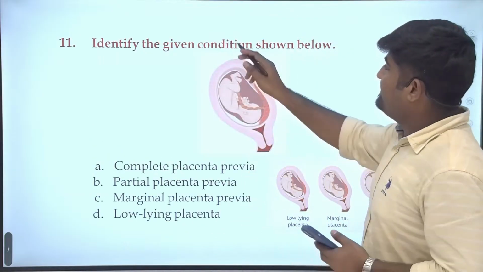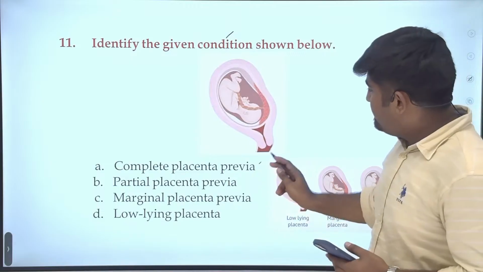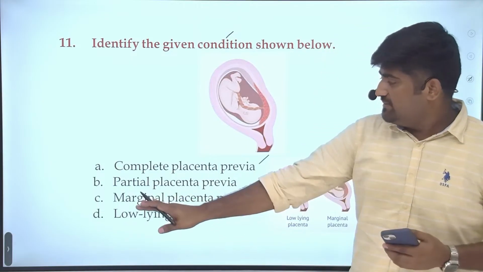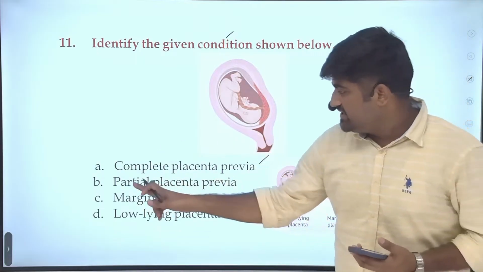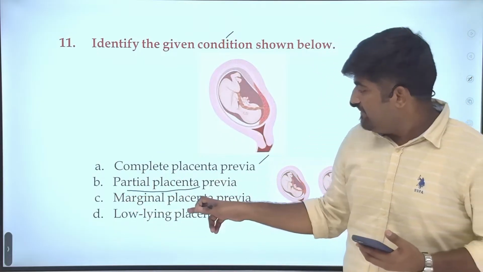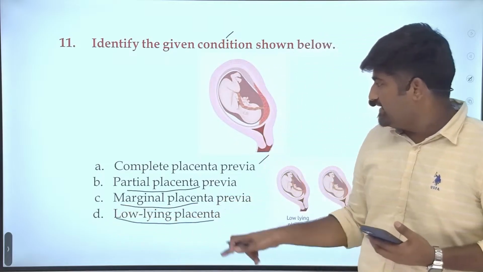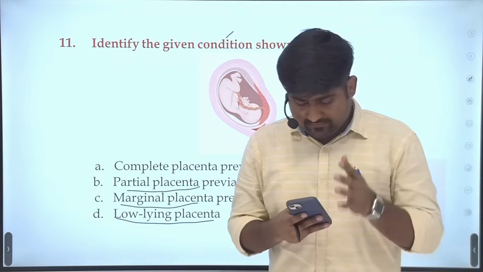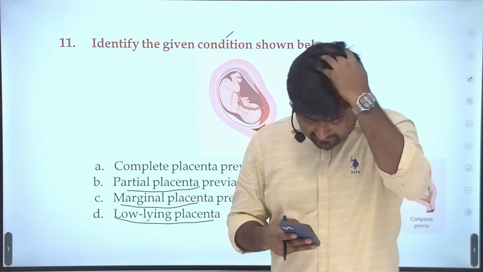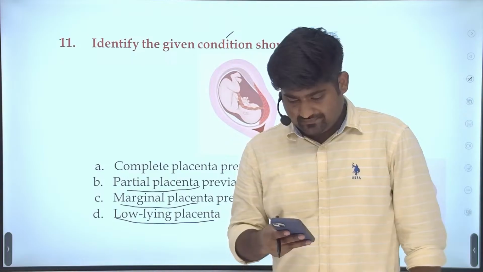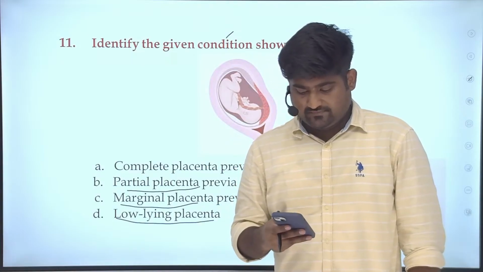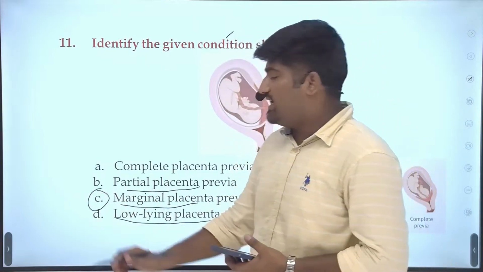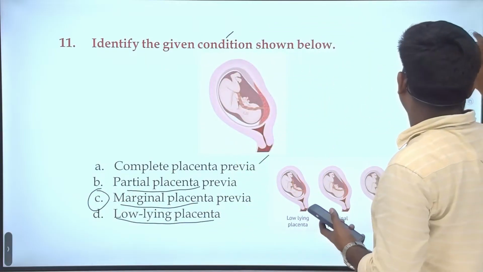Next question. Identify the given condition below. It is complete placenta previa. I will just move behind the image. I have put the image. Partial placenta previa, marginal placenta previa, low lying placenta previa. Now tell me. Easy, right? Marginal placenta previa.